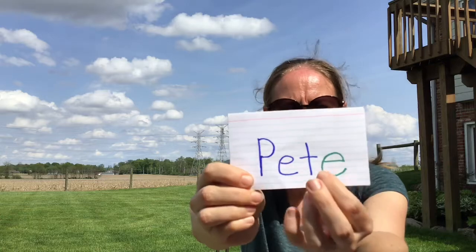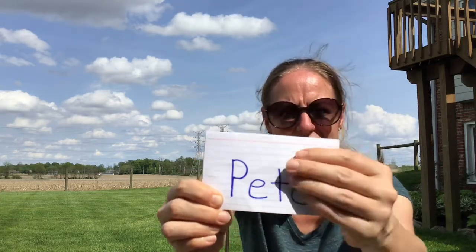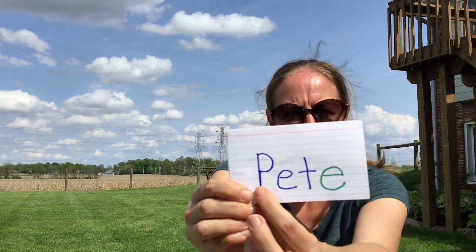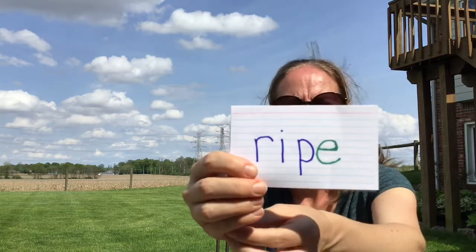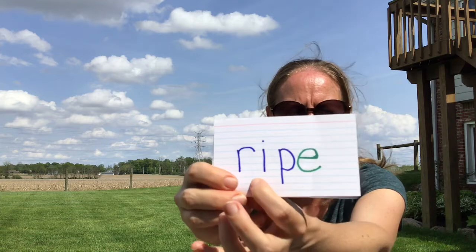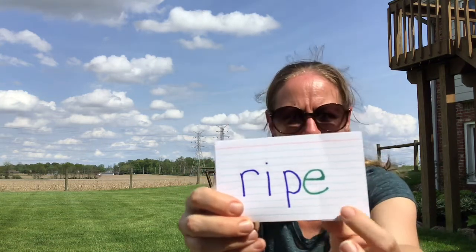This is the name Pete. Since it has this E, it makes this E long, Pete. If you didn't have that E on there, it would be pet, but you do, so it makes the word Pete. Okay, here's another one. If you come to this in a book, this word is ripe, okay? Because it has this E, it makes this I long, ripe. That peach is so ripe, okay? Not rip. If you said rip, that would be a whole different word.